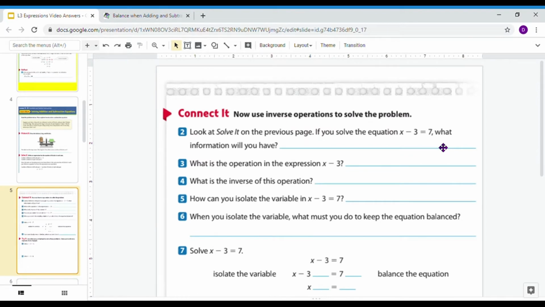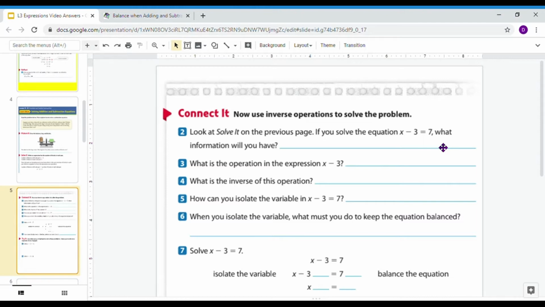So reminder, if you want to be looking at your picture and your solve it on the other side as we're answering the connected questions on this side, just make sure you're checking out that other page, because I can't show you both pages at the same time. So let's look at the solve it on the previous page.